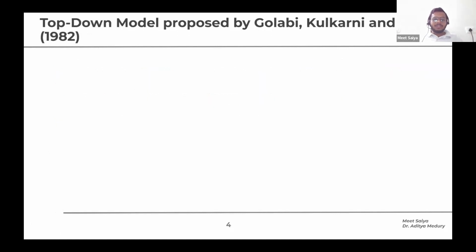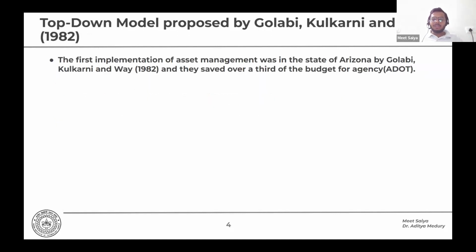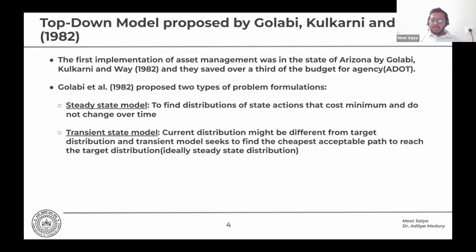Right. The first implementation of such a model was by Golabi, Kulkarni and Way way back in 1982, and they saved a third of the agency budget. They proposed two kinds of formulation: one was steady state and the other transient state.